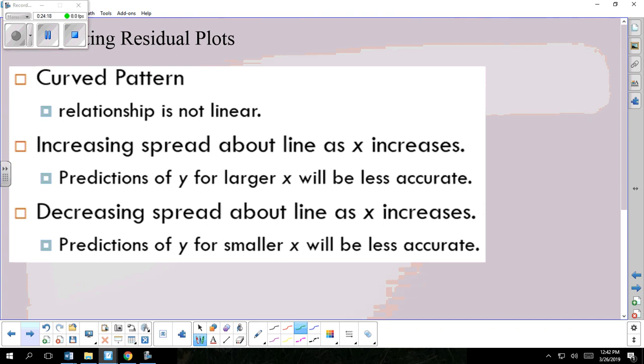All right, a few other things on residual plots. A curve pattern means the relationship is not linear. Increasing spread about the line as x increases means predictions of y for larger x will be less accurate. Decreasing spread about the line as x increases means predictions of y for smaller x will be less accurate. That's called fanning.